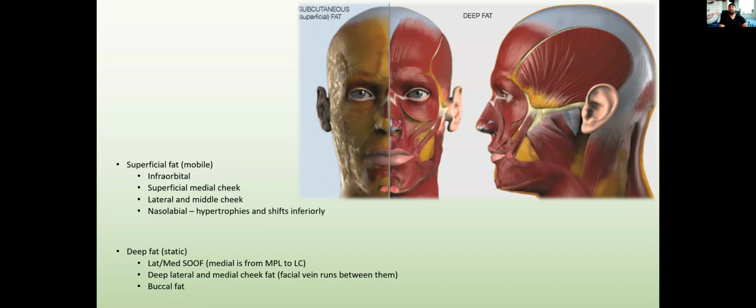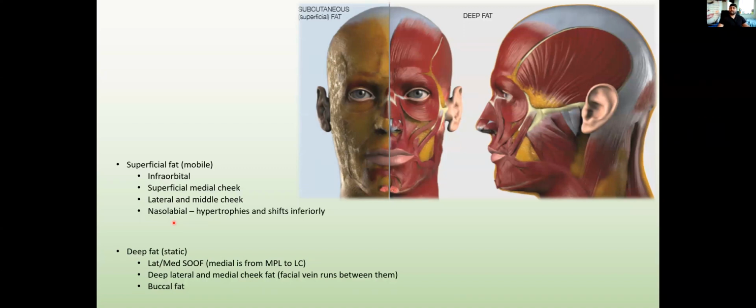Obviously, this is going to be beneath the muscles. Now, these are a list of all of the fat pads. In a nutshell, the main three that you're going to be seeing in the superficial region will be the infraorbital, the superior medial cheek, and then the nasolabial. These three in particular, you will see a lot of changes in the superficial layer, and we know this from cadaver dissection.